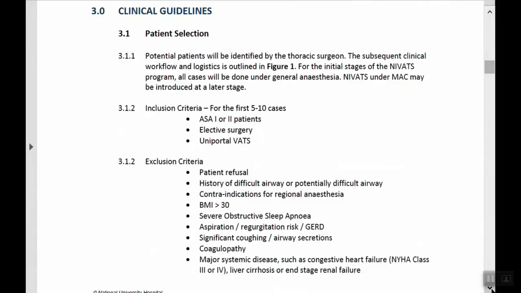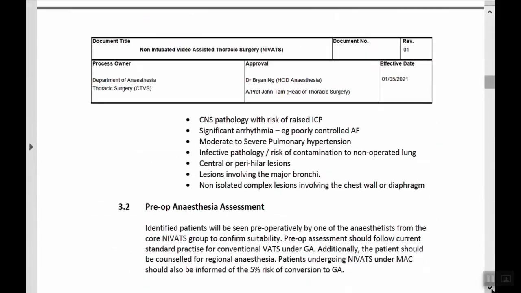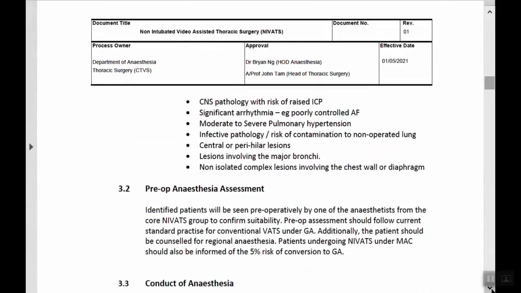Exclusion criteria include patients with severe OSA, morbid obesity, potentially difficult airway, poor baseline respiratory function, and patients with major systemic disease such as cardiac failure, end-stage renal failure, and liver cirrhosis. Complex lung lesions involving the major bronchi, chest wall or diaphragm are also excluded from NEVATS.